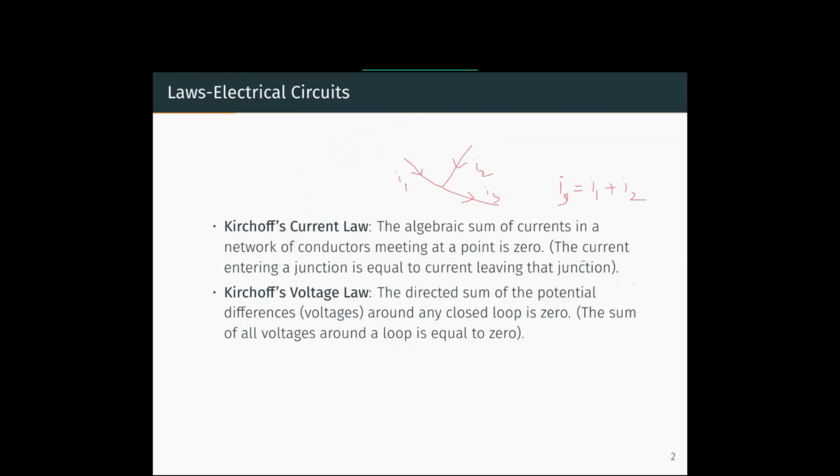Similarly, Kirchhoff's voltage law states that the directed sum of the potential differences, or the voltages, around a closed loop is zero. The directed sum means the positive and negative signs that I have marked here. V2 and V3 have the same sign, so V2 plus V3 minus V1 is equal to 0. In other words, V1 is equal to V2 plus V3.